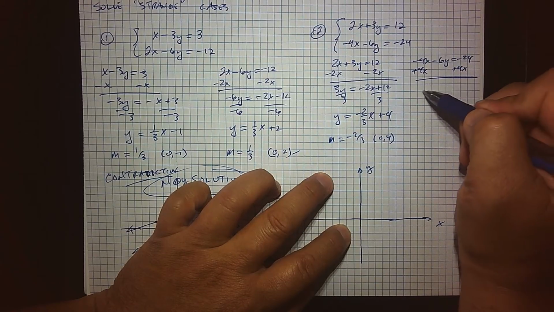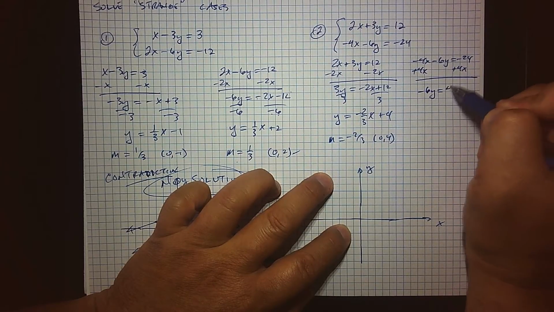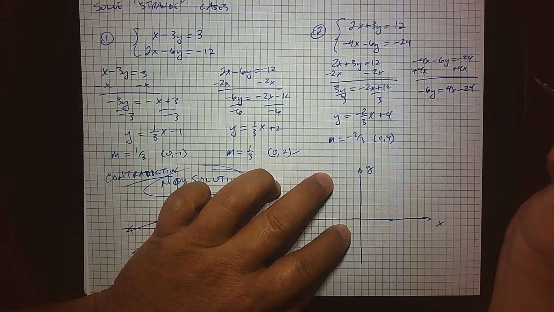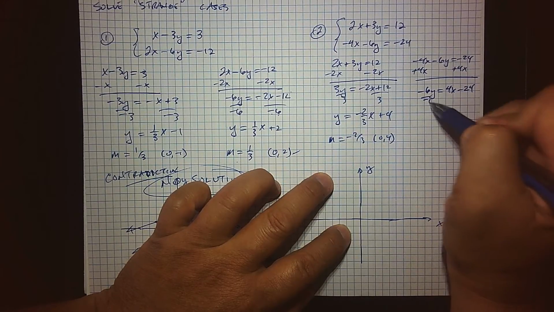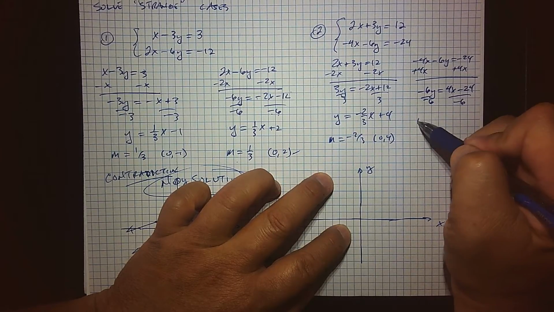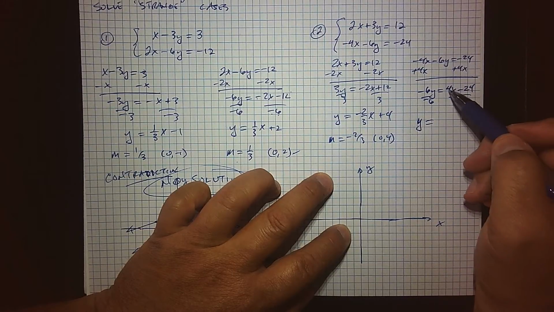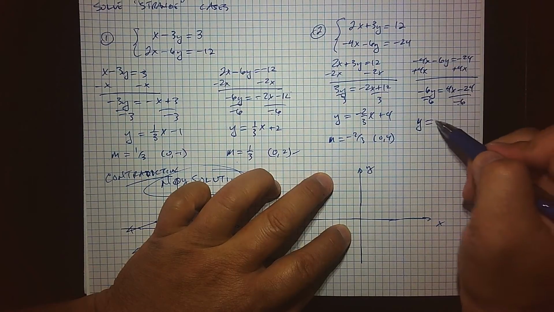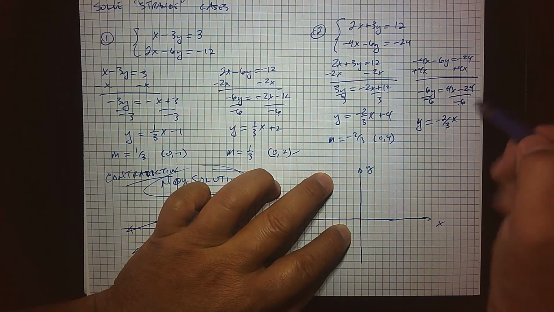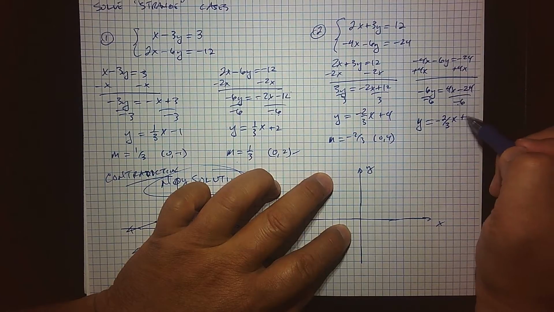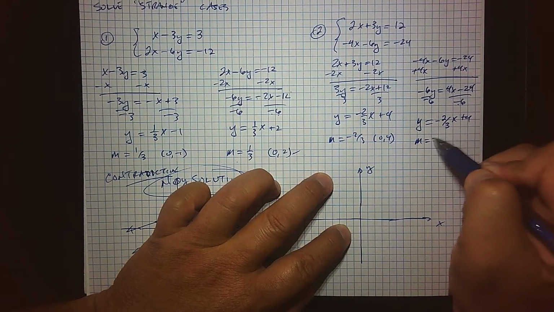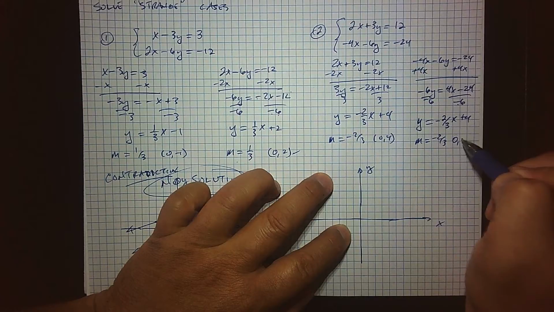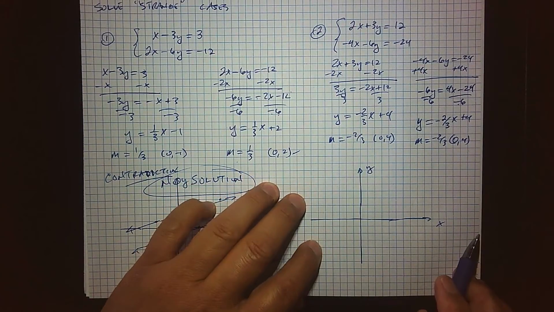If we did the other one, I would begin that journey by adding 4x. That gives us negative 6y equals 4x minus 24. Divide by negative 6, and we get the following. Well, positive divided by a negative is a negative, and 4 over 6 reduces to 2/3. Negative divided by a negative is a positive. 24 divided by 6 is plus 4. So we have a slope of negative 2/3 and a y-intercept of (0, 4).